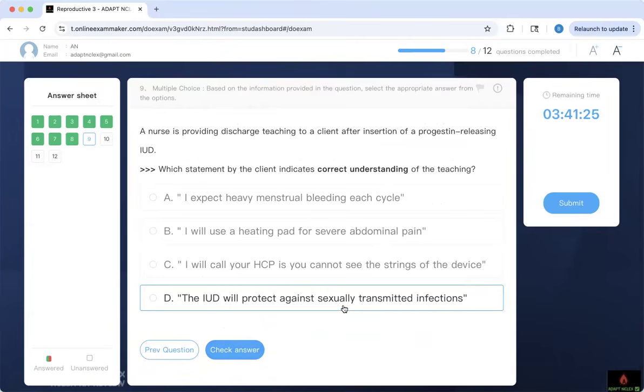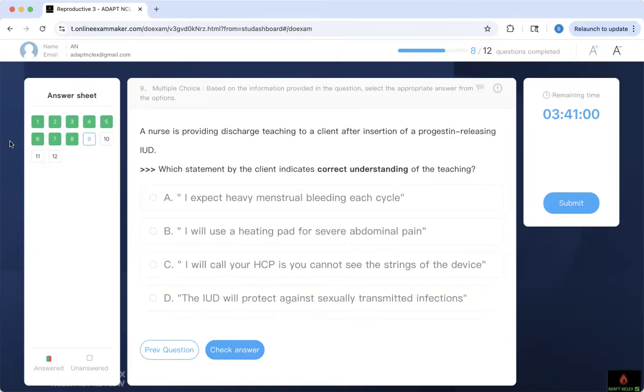And this is providing discharge teaching to a client after insertion of a progesterone-releasing what? IUD, basically an IUD. Which statement by the client indicates correct understanding of teaching? I expect menstrual bleeding each cycle. I will use a heating pad for severe abdominal pain. I will call my healthcare provider if I cannot see the string of the device. The IUD will protect against sexually transmitted infection.